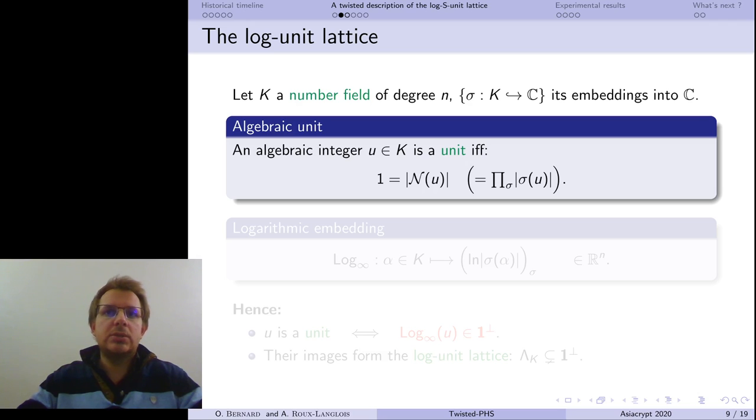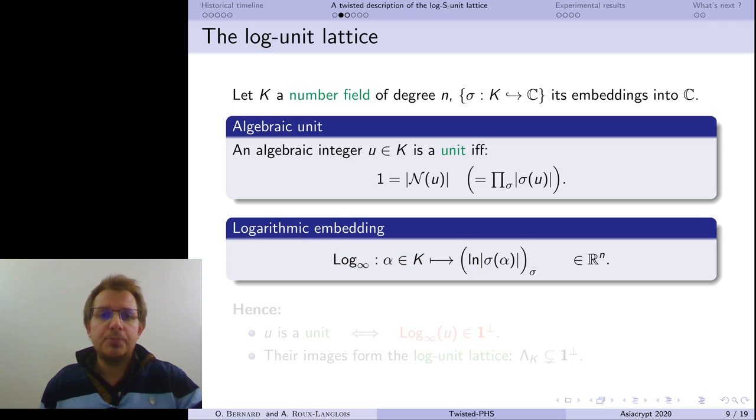And since this is a lattice presentation, we don't like products very much. So one way to transform products into sums is to take the logarithm. And so I will introduce the logarithmic embedding, which is sending any element of the number field to the vector composed of the logarithm of all its images by sigma. So you have a vector with components log of absolute value of sigma of alpha for all sigma.